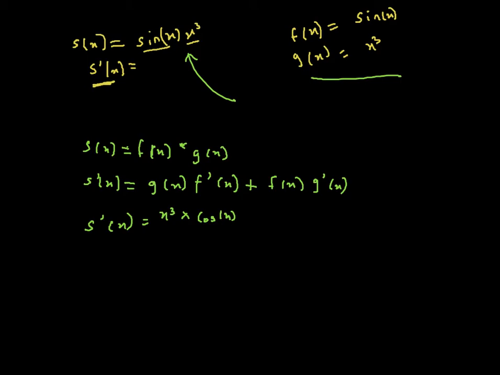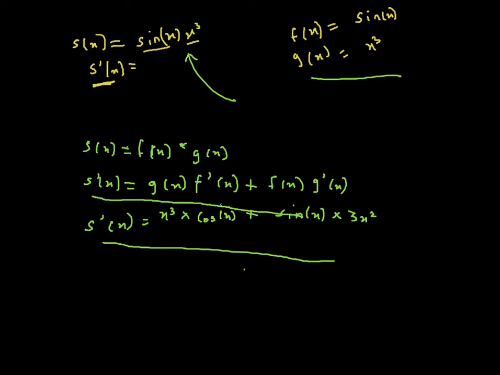So the derivative of sine x is just cos x, and then we have to add the first function, which is sine x, multiplied by the derivative of the second function. The derivative of x cube is 3x squared. So this is the answer, and this is the product rule which we were talking about, and the equation for the product rule is given here.